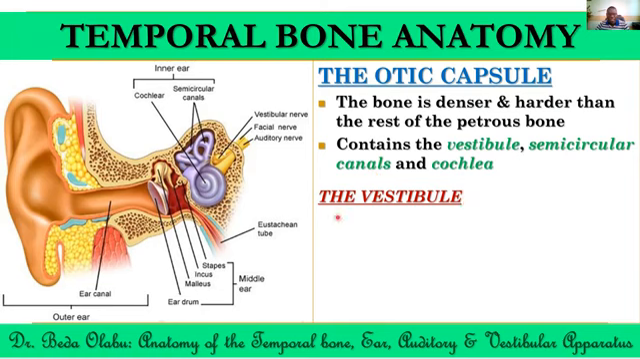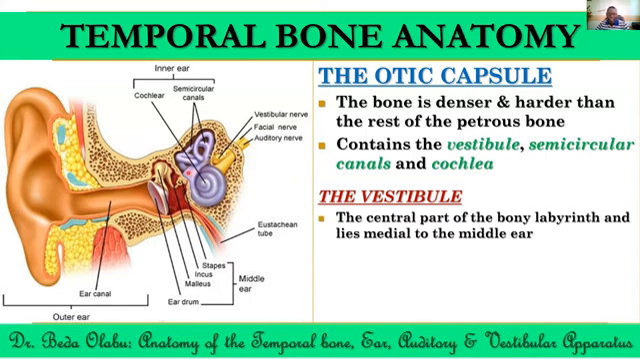Let's start with the vestibule. So this is the vestibule. It is the central part of the bony labyrinth, and it lies medial to the middle ear. So if this is the middle ear, it's just medial to the middle ear. That's the vestibule. It is perhaps the largest part as well of the bony labyrinth.